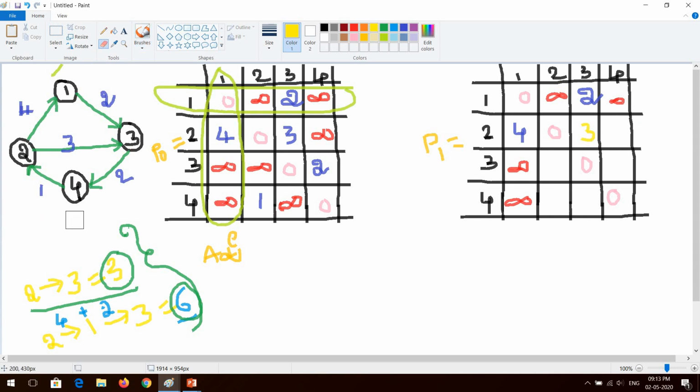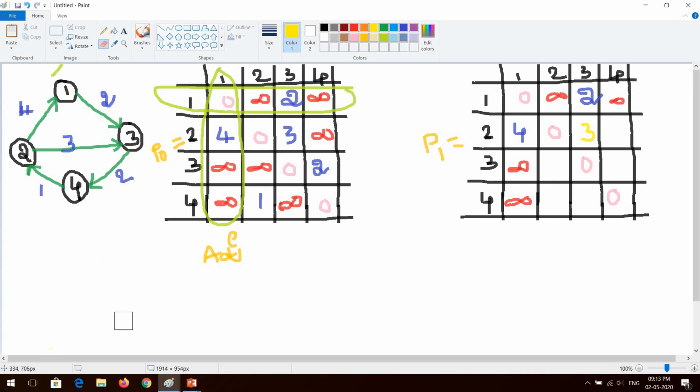Okay, so next one is 2 to 4. Is there any direct path? See, if you observe here in the adjacency matrix, 2 to 4 is infinite, right? So 2 to 4 we have a value of infinite actually. So now I just want to move from 2 to 1 first and then 1 to 4 next, trying to get what is the minimum value.